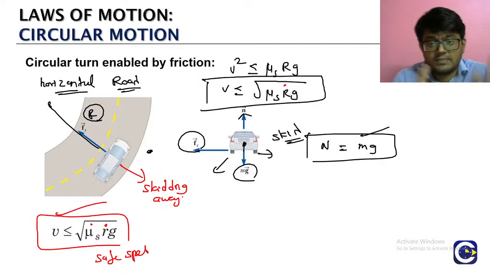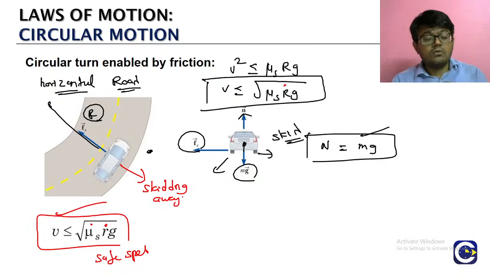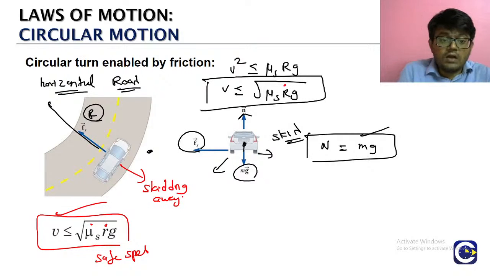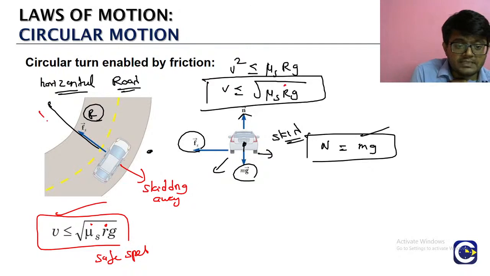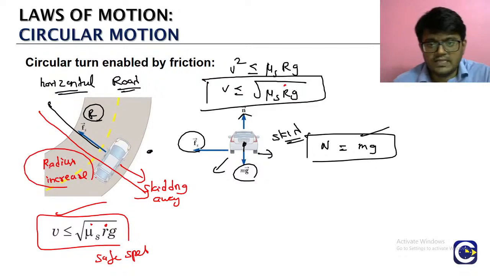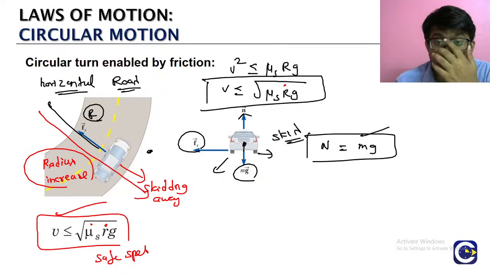This is a very practical observation that we do. Now, why does the vehicle always skid away? It will not be skidding towards the center of the circle. It will be skidding away. Why? When the vehicle is skidding away, what is going to happen? Just imagine. The radius is going to increase.